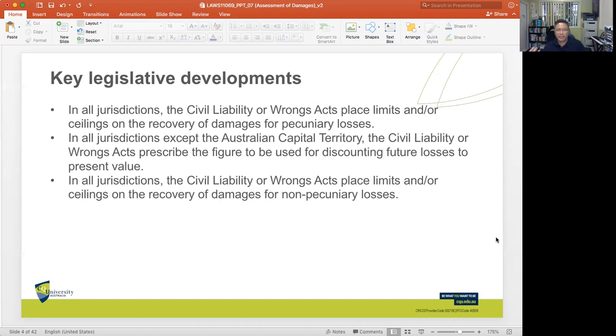And these kinds of figures enable an overall assessment of the monetary damages that ought to be awarded to a plaintiff. In addition, in all jurisdictions, the Civil Liability or Wrongs Acts place limits and or ceilings on the recovery of damages for non-pecuniary losses.